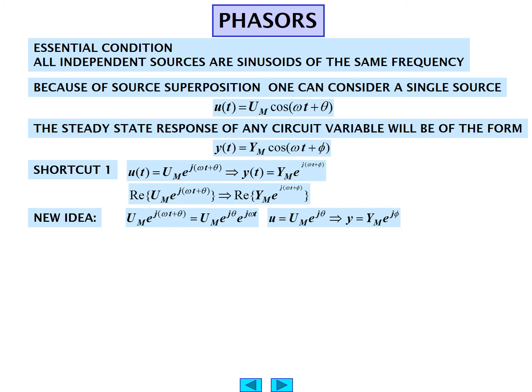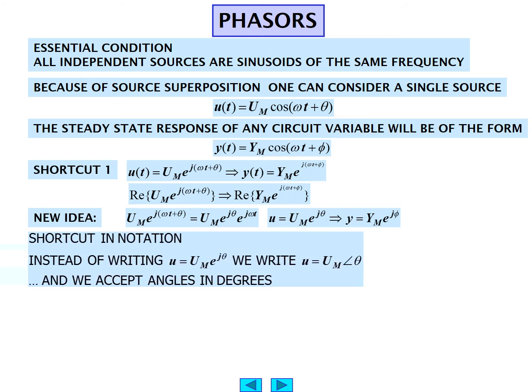So, for example, u sub m e to the j quantity omega t plus theta would be u sub m e to the j theta times e to the j omega t, and that will shorten up our solution because we would not consider e to the j omega t as being a problem, and we would go directly for the amplitudes and the phase angles.